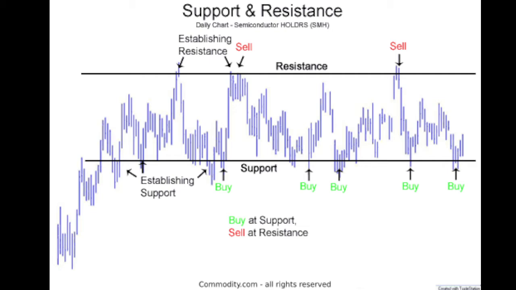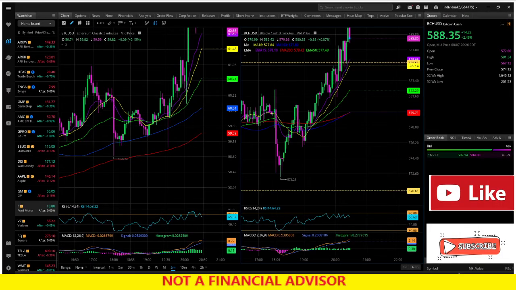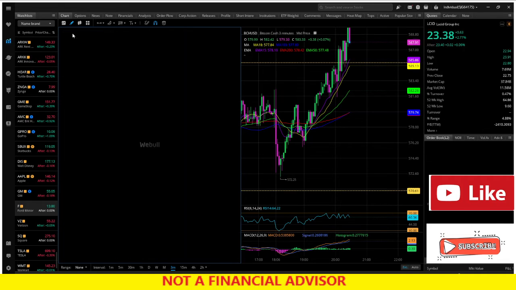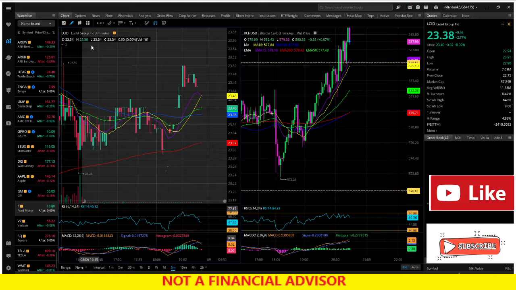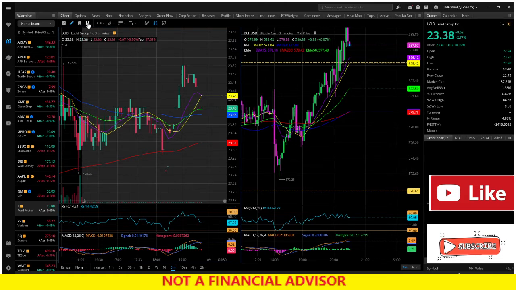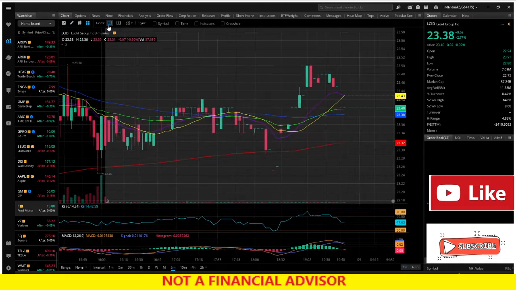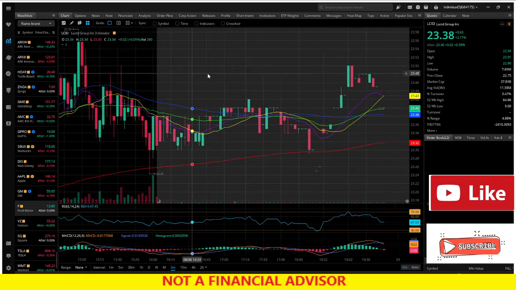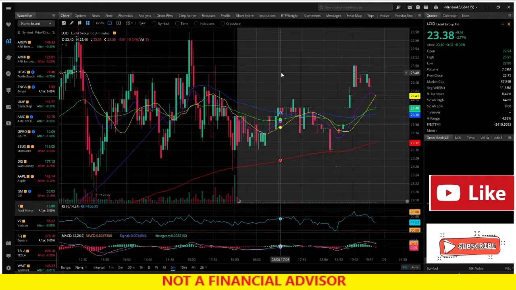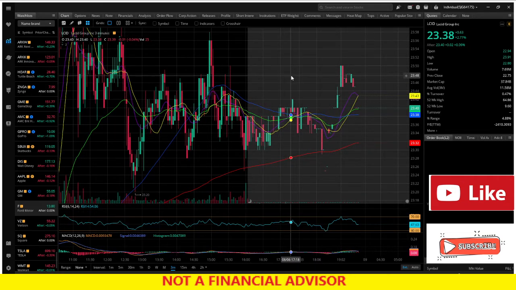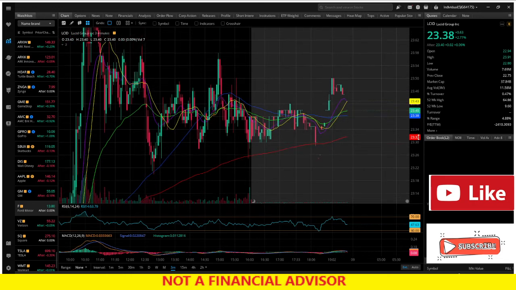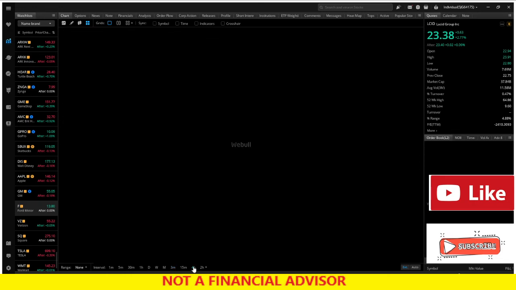Let's go here. First one I want to pull up for you is Lucid Motors. Let me pull it up on the big screen here. Okay, now that doesn't look like a support and resistance line. What are you talking about, Doug? What is this? Well, this is simple. Let's go back out to the 4 hour.